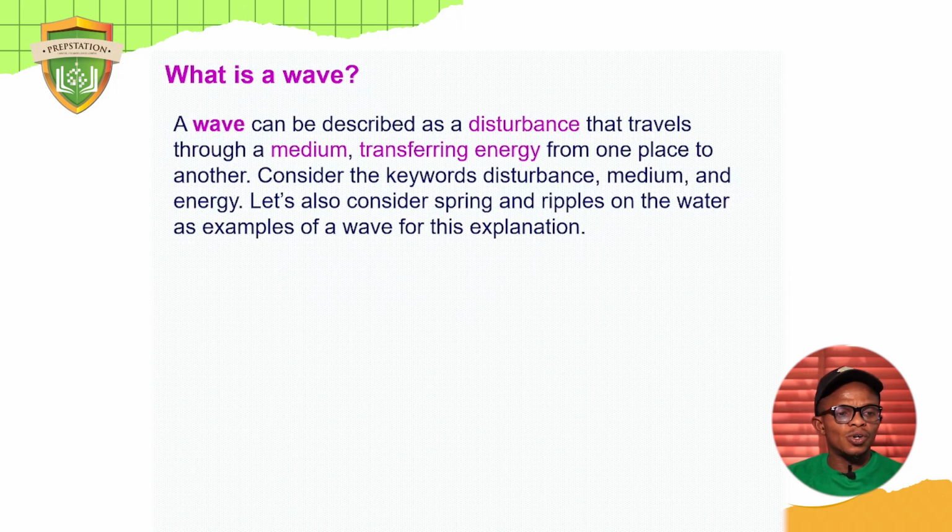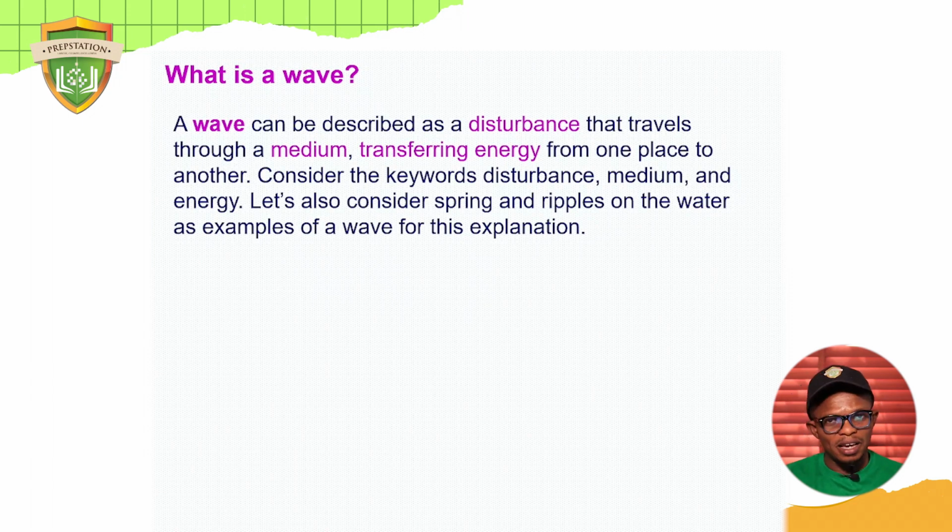And then let's also consider spring and ripples on the surface of water as examples of a wave for this explanation. So that is to say, I'll be using two examples. One is the movement of a spring, also known as slinky, and then I'll be using the ripples formed on water. These are common examples that we can easily relate with.